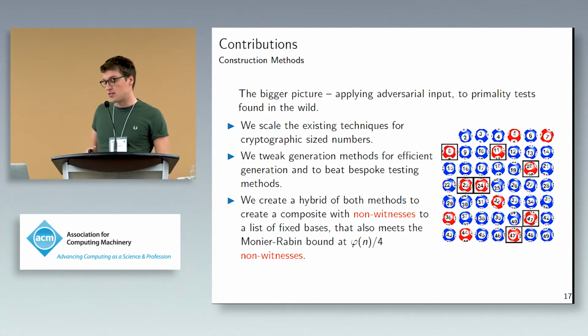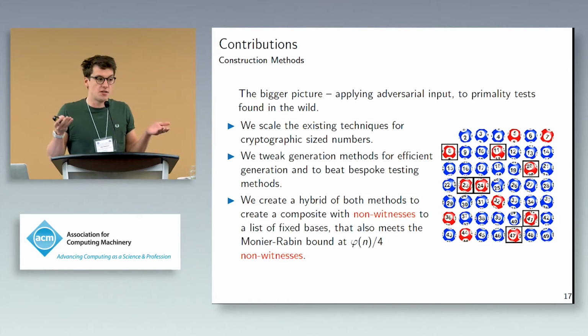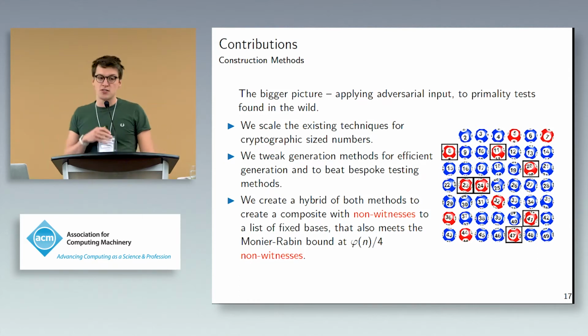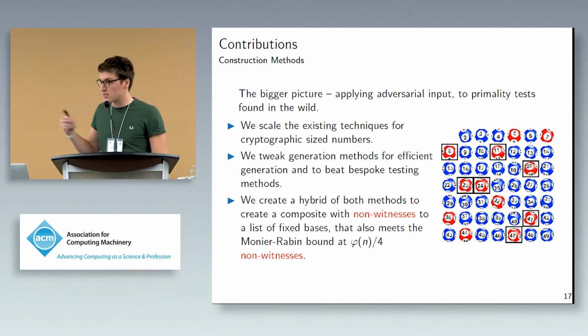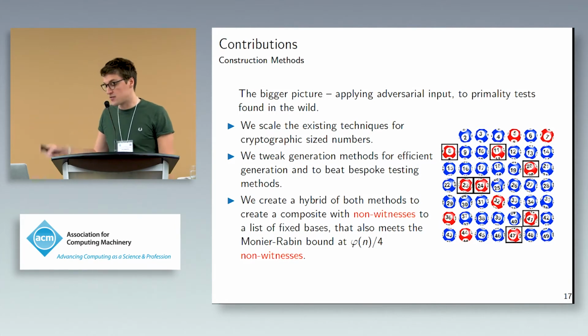So first, one of the things that we had to do was scale these existing techniques and set them up for using cryptographic size numbers. The next thing we also had to do was tweak these generation methods to make sure they were both efficient and would beat the bespoke testing that each library would do. And we'll see a little bit more detail about that in a few slides.